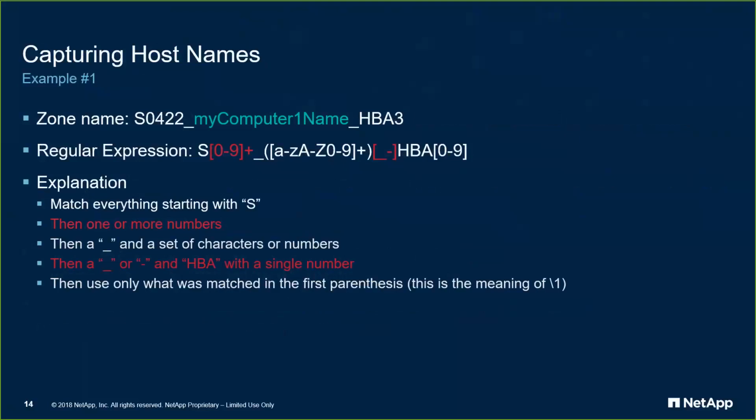Now the parentheses, this again indicates that the pattern inside of the parentheses is what we want to extract. This is our device name. In this case, this is the my computer 1 name. Okay. The bracketed characters within the parentheses, so the capital A to Z, and 0 through 9, this basically says that the characters being matched are either letters, which can be uppercase or lowercase, or numbers. And then the plus sign indicates that the characters must occur 1 or more times.